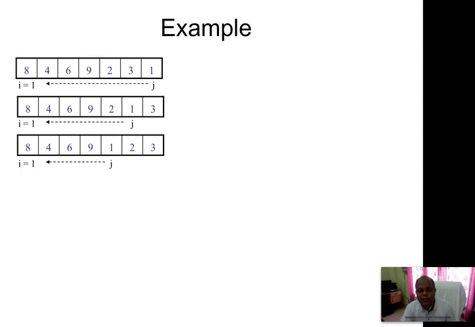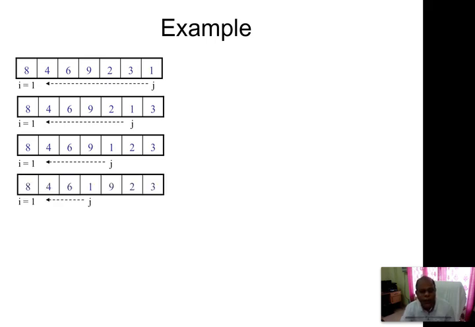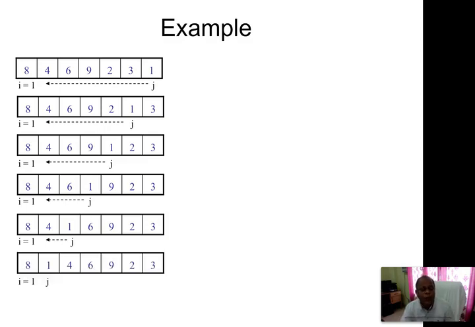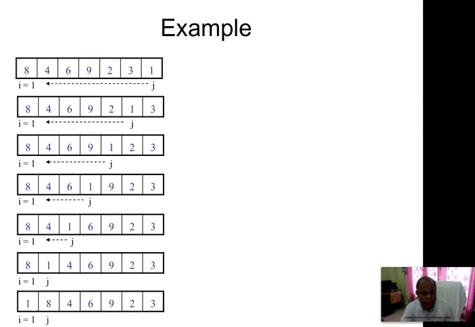Now j becomes n minus 2, whose value is now 1. Now it will be compared with 9, that means j minus 1. 9 is bigger, hence you exchange 9 and 1. Now again 1 is compared with 6, and 6 is bigger than 1, hence you exchange 1 and 6. Now 1 is compared with 4, 4 is bigger, and you exchange 4 and 1, and then 1 is compared to 8, and hence you exchange 8 and 1.